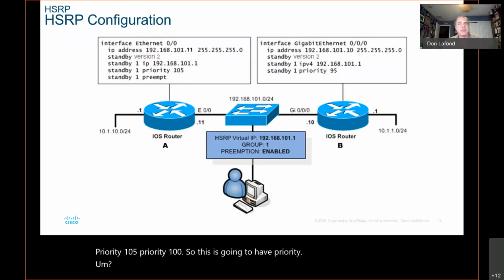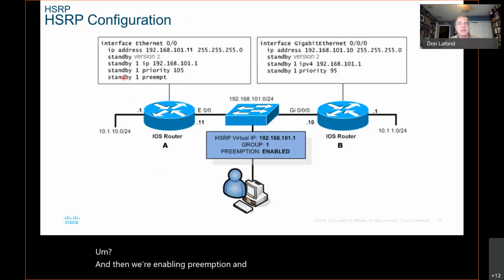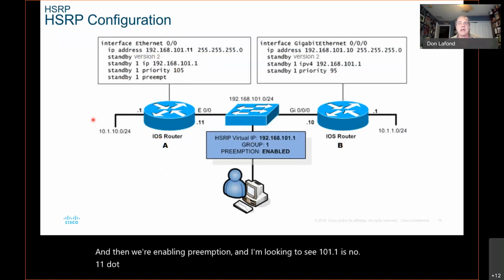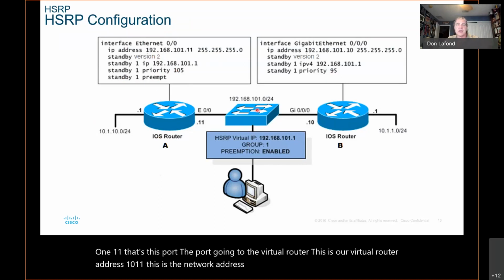Then we're enabling preemption. And I'm looking to see 101.1, that's this port, the port going to the virtual router. This is our virtual router address, 101.1. This is the network address. That's the network, and the virtual router is that one right there.